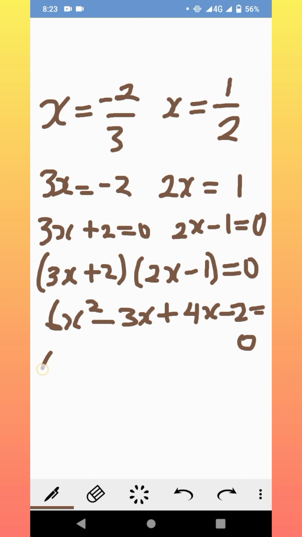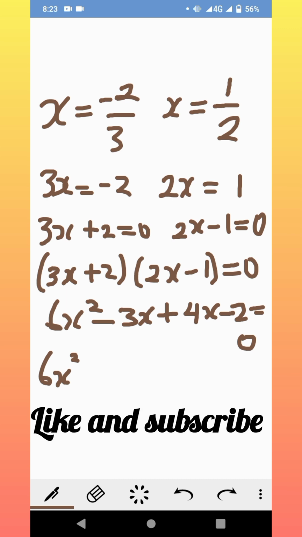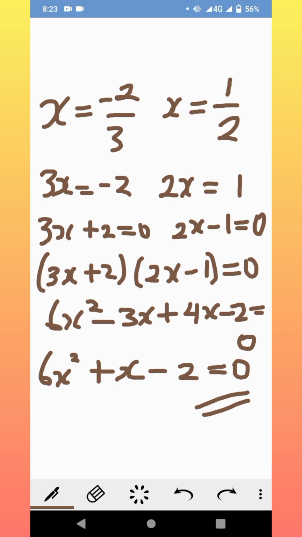Collecting like terms in the middle, we will have 6x squared, minus 3 plus 4 will give you plus 1. So we are writing only x, as 1x, minus 2, and this is equal to 0. So this is the quadratic whose roots are given above. Let's see another example.